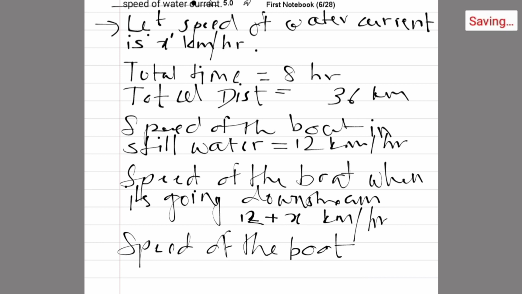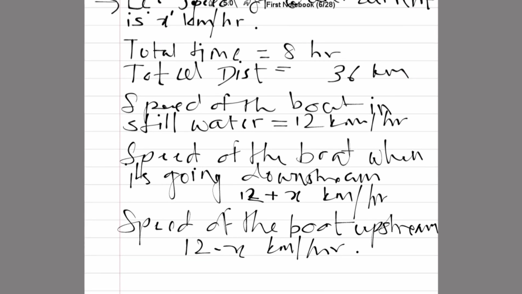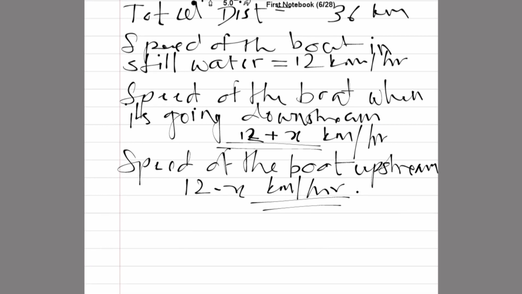So that's why it is taken as 12 plus x or 12 minus x. So upstream, it is 12 minus x kilometer per hour. Now we have taken what is the assumed thing. Now I know it is not looking so good because of my handwriting here. I am not able to write it properly, but I hope you will understand that.